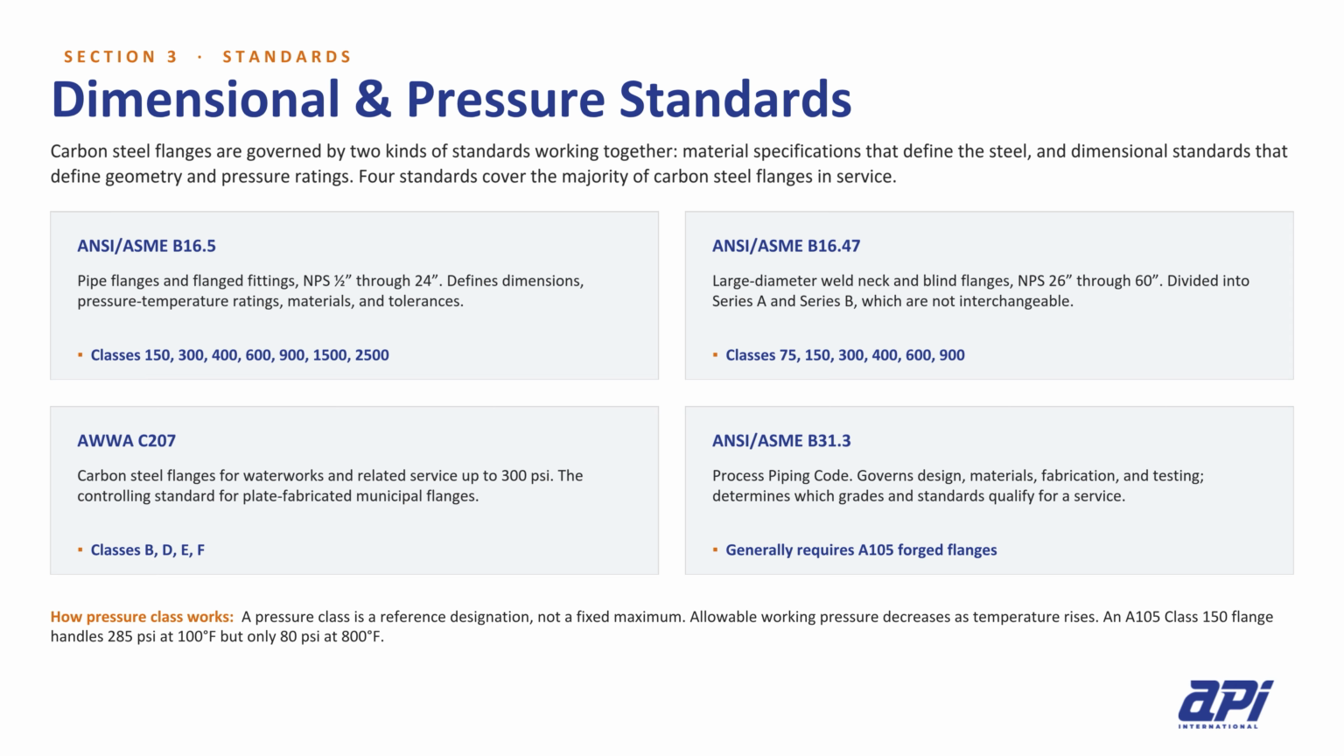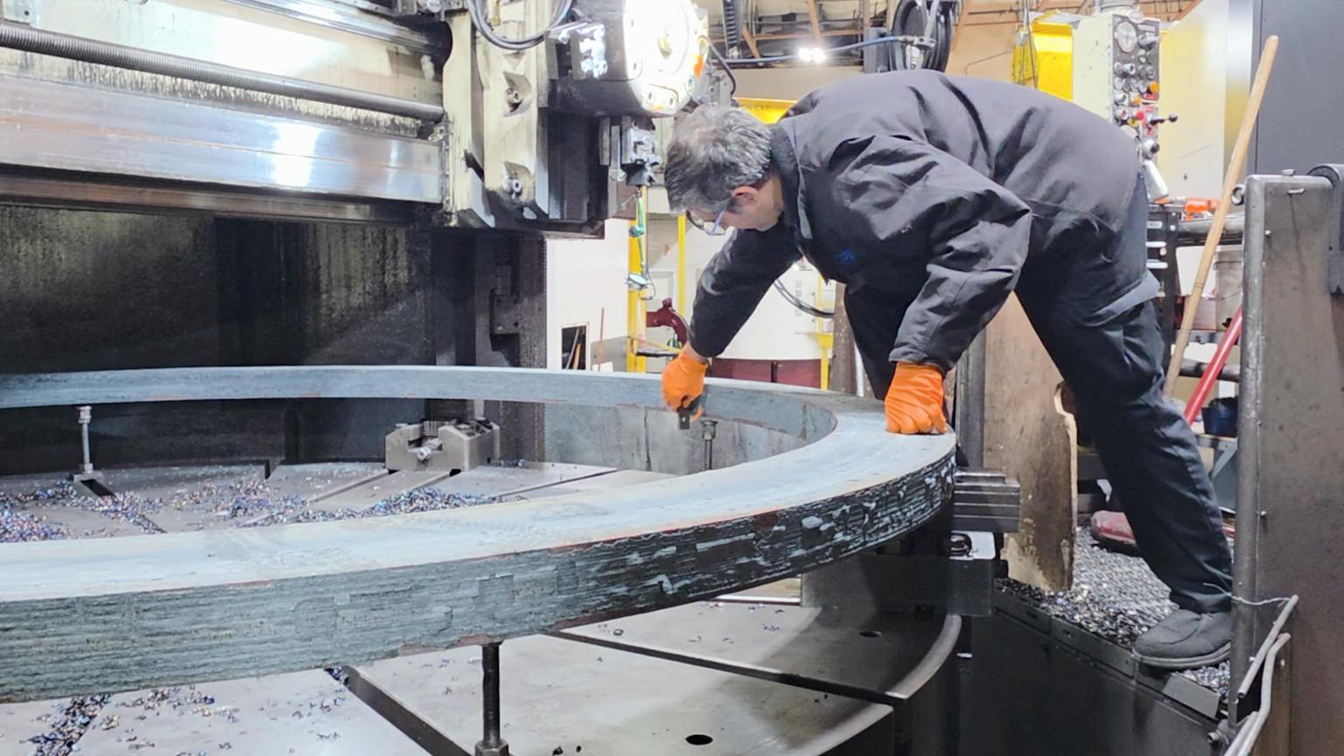ANSI/ASME B16.47 handles large diameter weld neck and blind flanges ranging from 26 through 60 inches in classes 75 through 900 in Series A and Series B. AWWA C207 is the carbon steel standard for plate fabricated municipal flanges used in waterworks service up to 300 psi, covering classes B, D, E, and F. And ANSI/ASME B31.3, the process piping code, determines which grade qualifies for a service, which typically means A105 forged flanges.